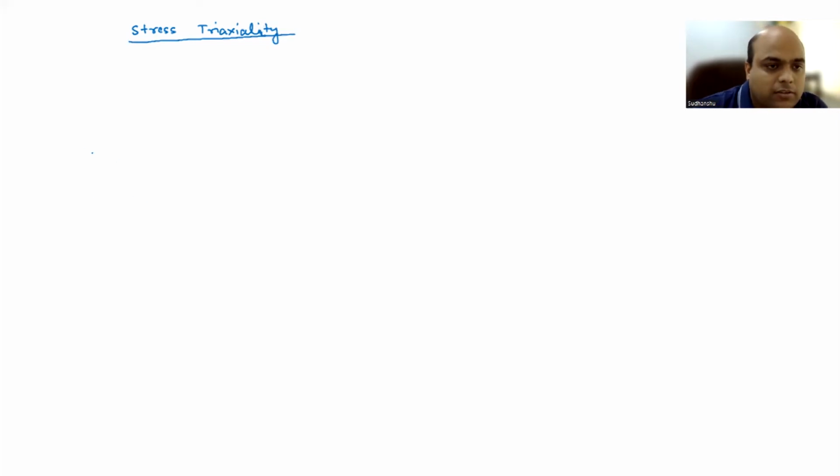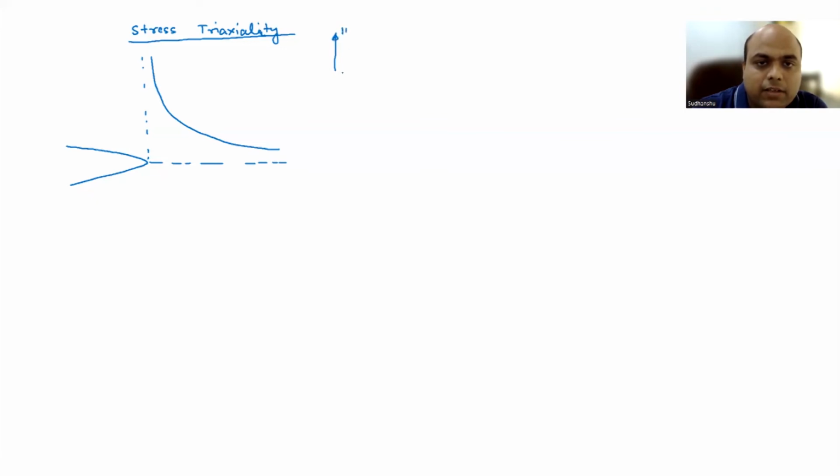Okay. So now let's consider a notch. And we know the stress distribution here is going to be something like this. Okay. Now I'll change the notation. I will make this one direction. So y here will become 1 1, and then x here will become 2 2 direction.